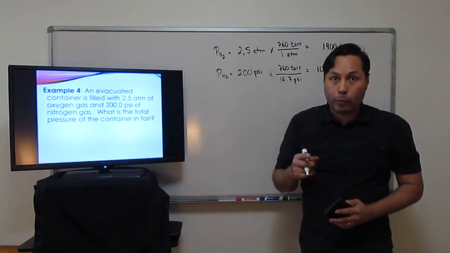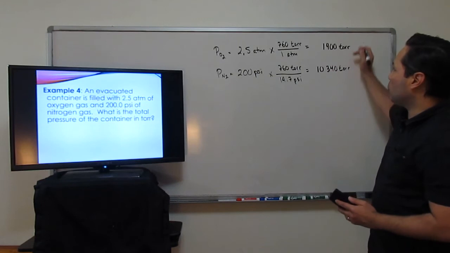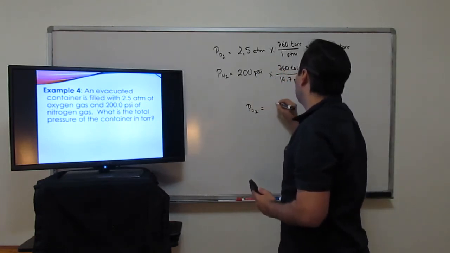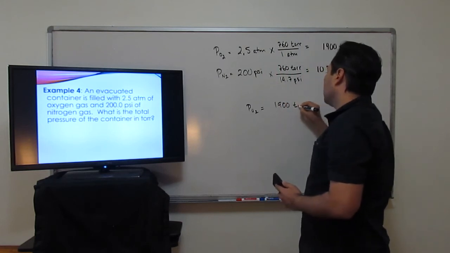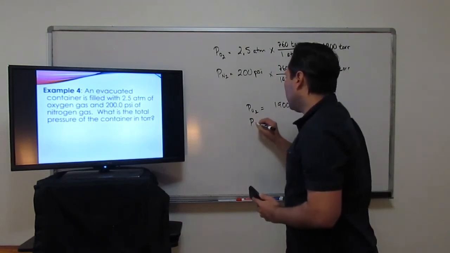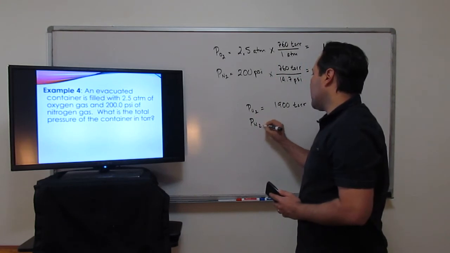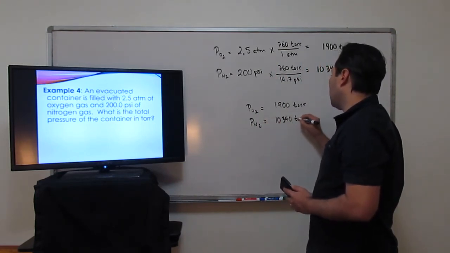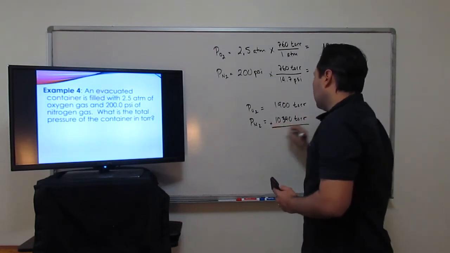Now you want the total pressure. You add up the partial pressure for each one of these. So I'm going to go ahead and do that. The partial pressure of oxygen, which is 1900 torr, plus the partial pressure of nitrogen gas, which was 10,340 torr. Add them up to get the total pressure.